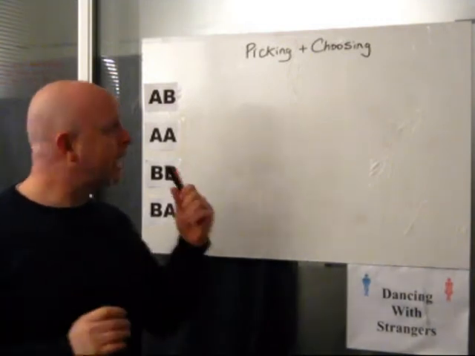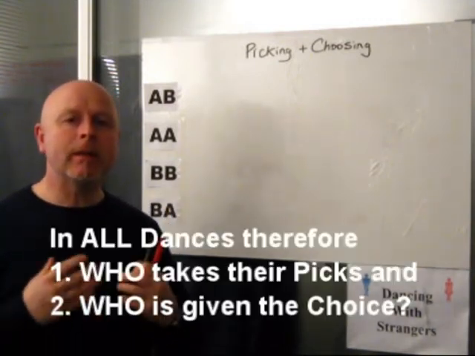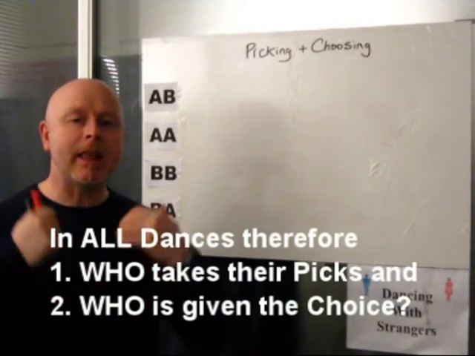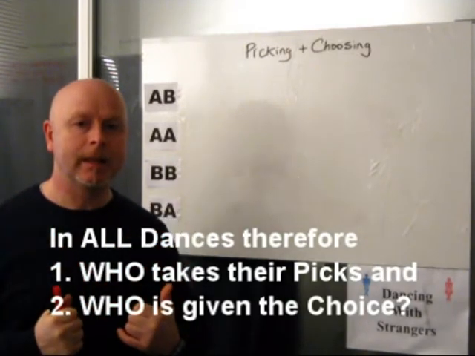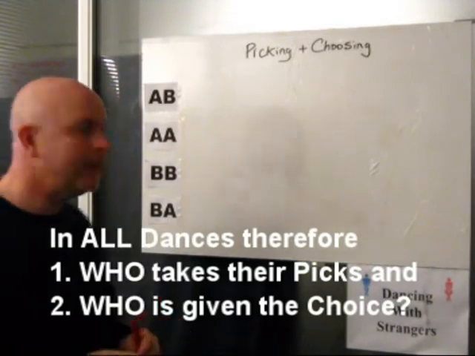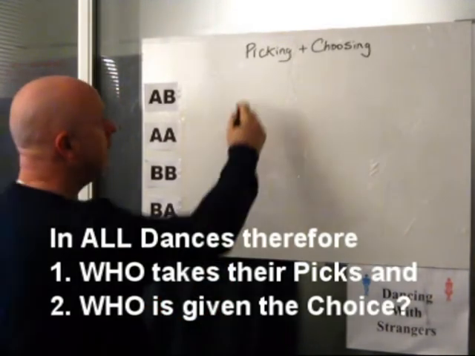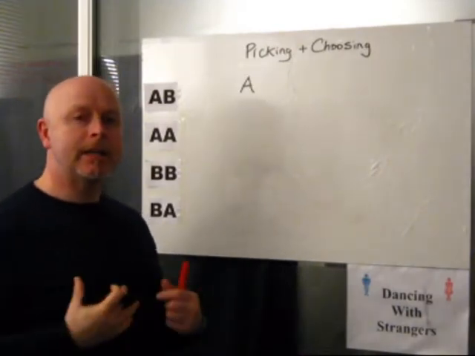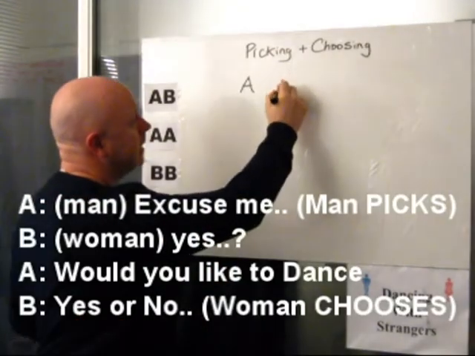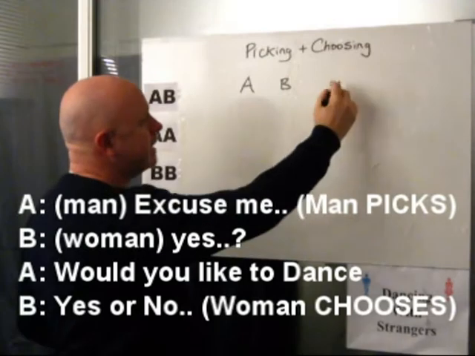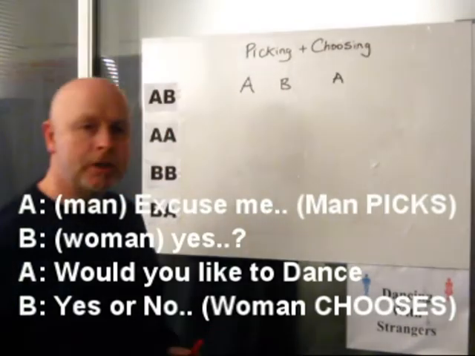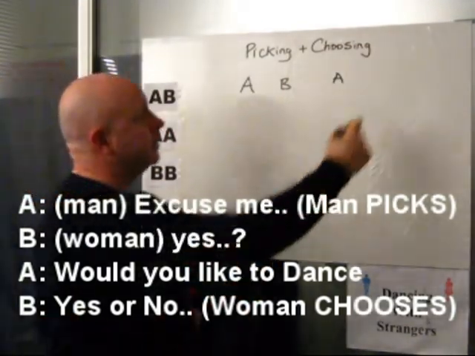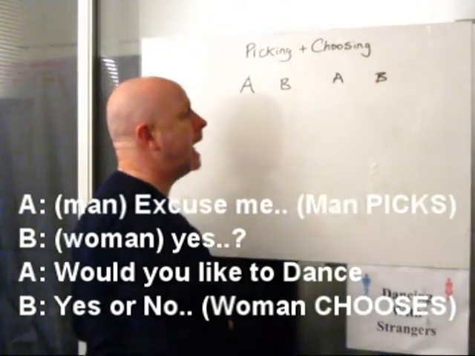So let's look at each dance and see whether or not it satisfies that criterion. Let's look at the first one, AB. So imagine I'm in a dance and I approach the girl and I say, "Excuse me," and she says yes. And I say, "Would you like to dance?" And she says yes or no. AB, AB.